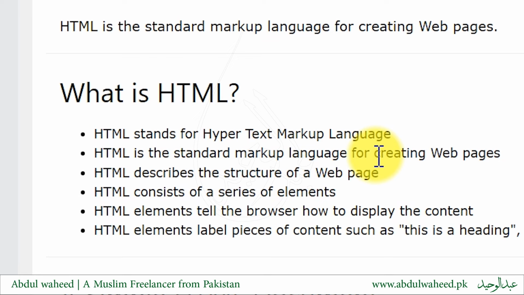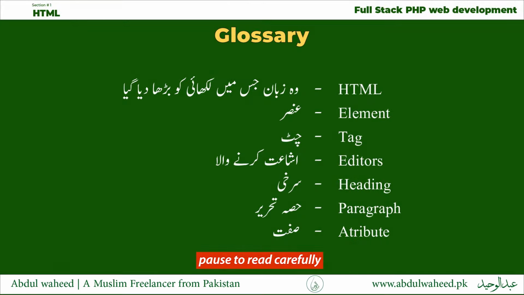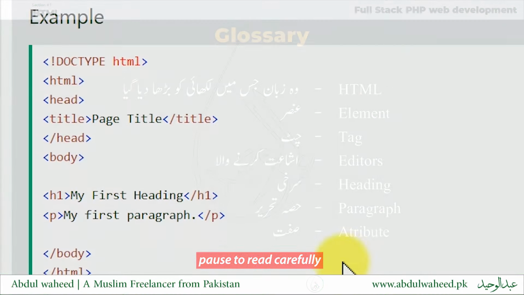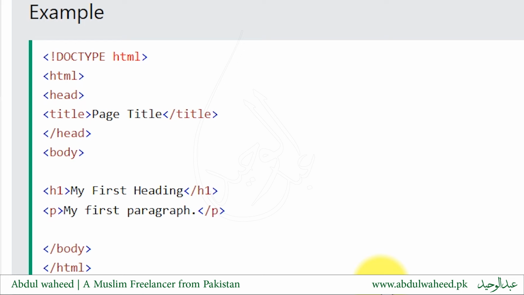HTML consists of a series of elements. HTML elements tell the browser how to display the content. HTML elements label pieces of content such as this is a heading, this is a paragraph, this is a link, etc. Check out this simple HTML document. It includes some of the elements to display the result in your web page.